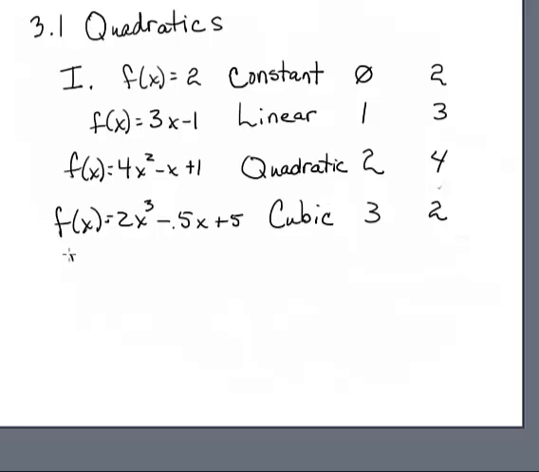And the last one here is f of x equals negative 3x squared plus 5x cubed. Again, the highest exponent is a 3. And so we call this a cubic. We say the degree is the highest exponent, which is 3. And the leading coefficient is going to be the 5 because it's in front of the x cubed.